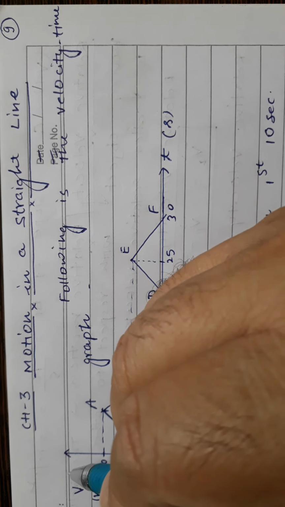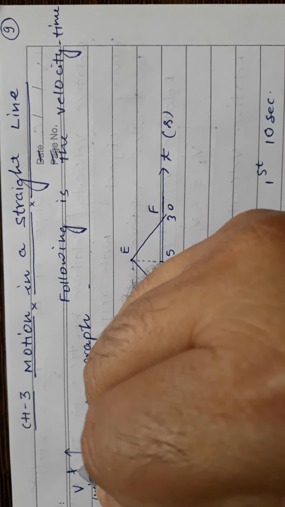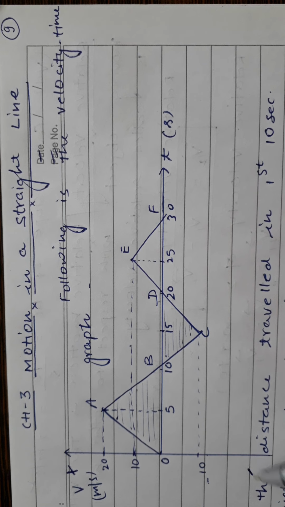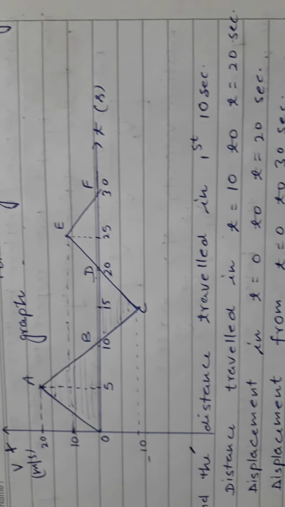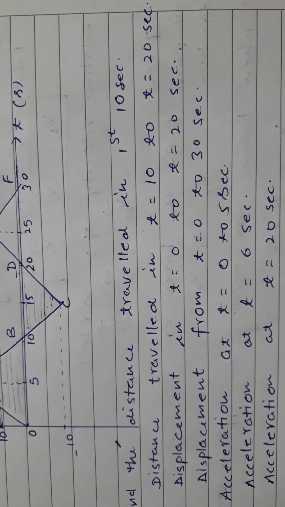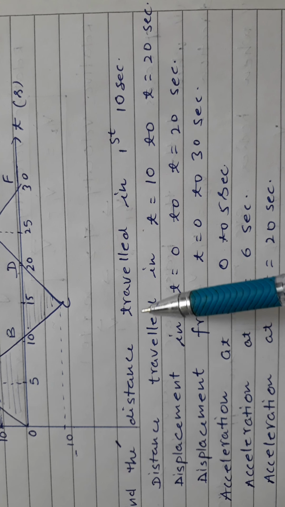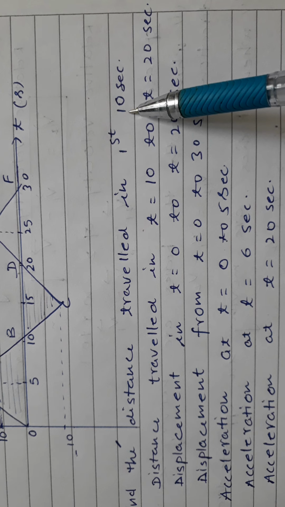This is the positive direction of motion. Positive velocity is taken, and negative direction of motion. If a body is having negative velocity, it means the body is moving in the opposite direction to its usual direction of motion. There are some questions asked based on this graph. The first question is, find the distance traveled in first 10 seconds.